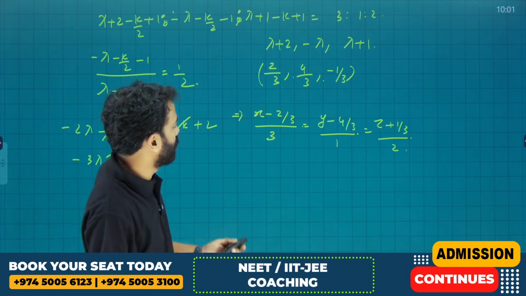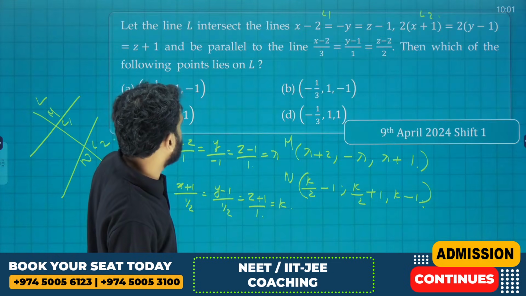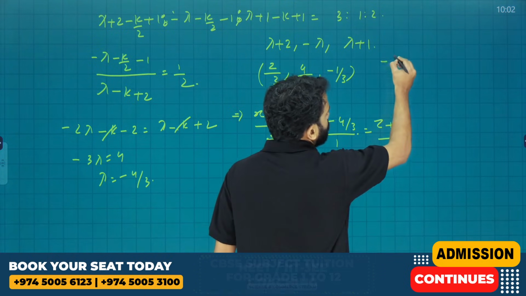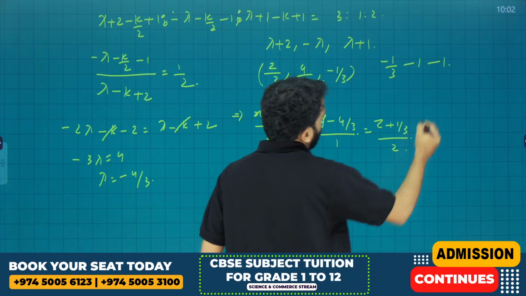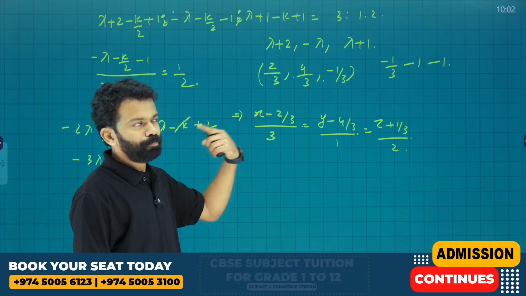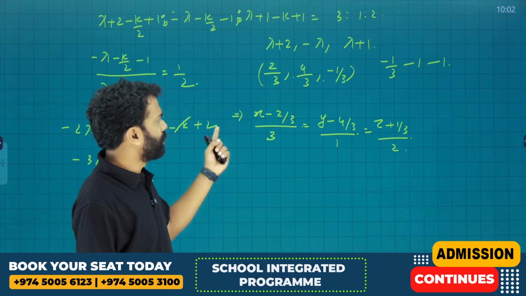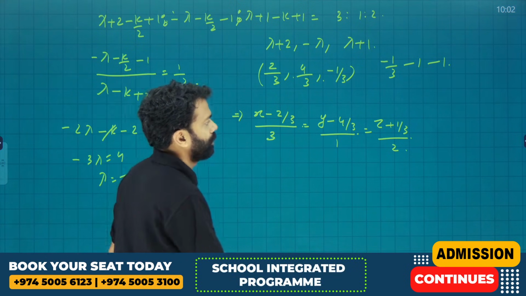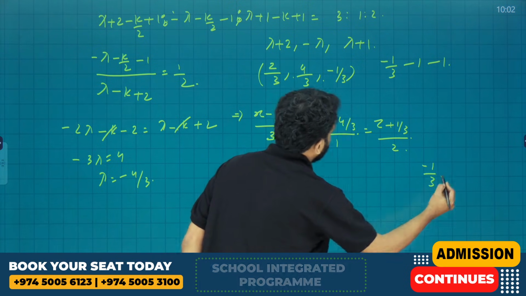So let's substitute the points here. The points are minus 1 by 3, minus 1, minus 1. So what is minus 1 by 3 minus 2 by 3? Minus 3 by 3, that is minus 1, and this will be minus 1 by 3.